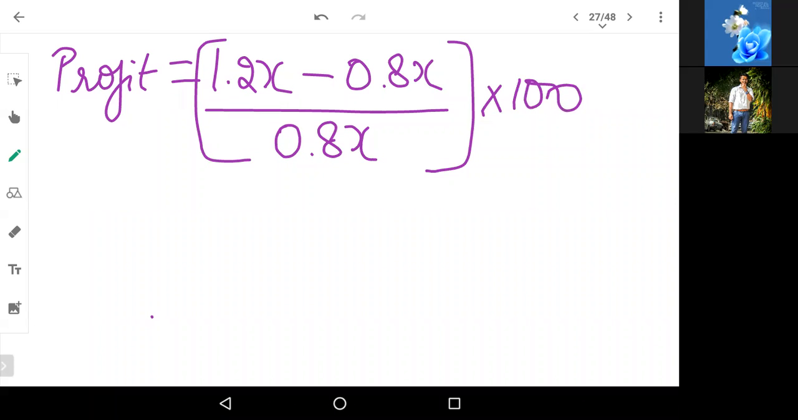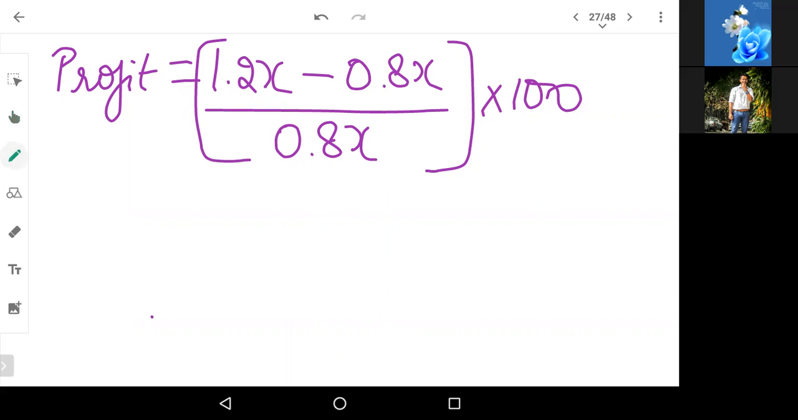Now what have I done here? The selling price of the article minus the purchase price in the second scenario, that is 20% less, divided by the same purchase price to get the proper profit value. Here we are supposed to find the profit percentage for scenario number 2. So that is why I have multiplied by 100. If you want percentage, you have to multiply it with 100.